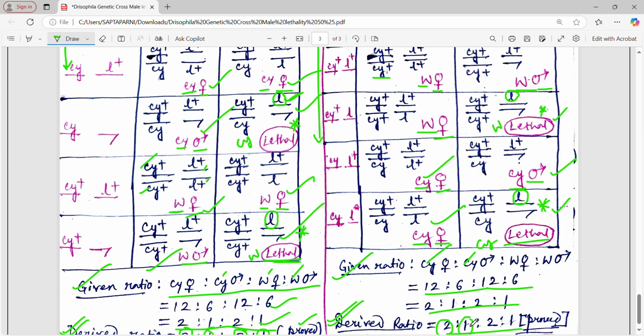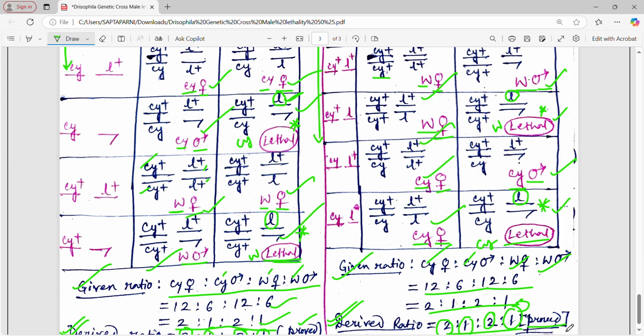Then how many wild females are there? 2 wild females are there. Okay, so it is also 2 in number. How many wild males are there? Only 1 wild male is there, so it is also 1 in number. So it is matching with the given ratio in our question, so our cross is correct.